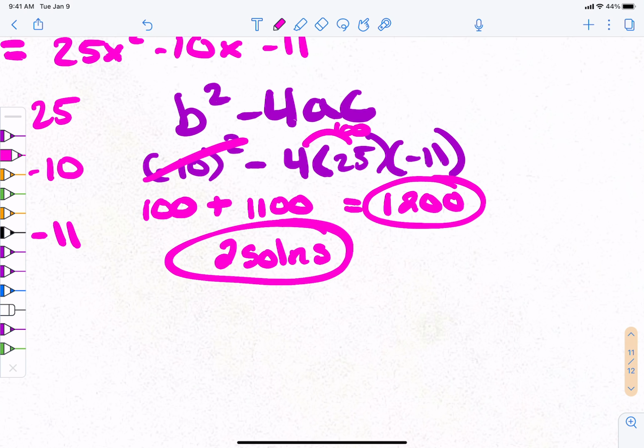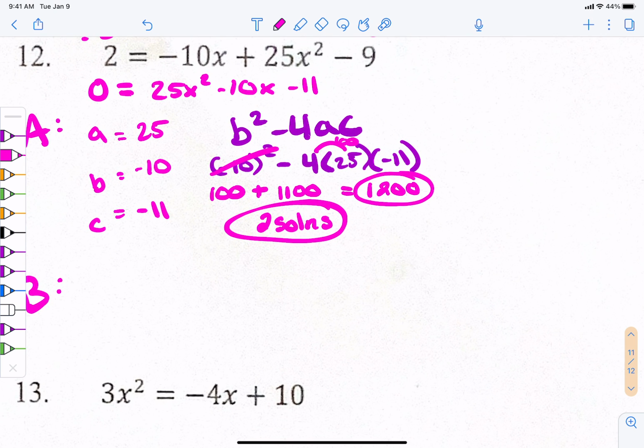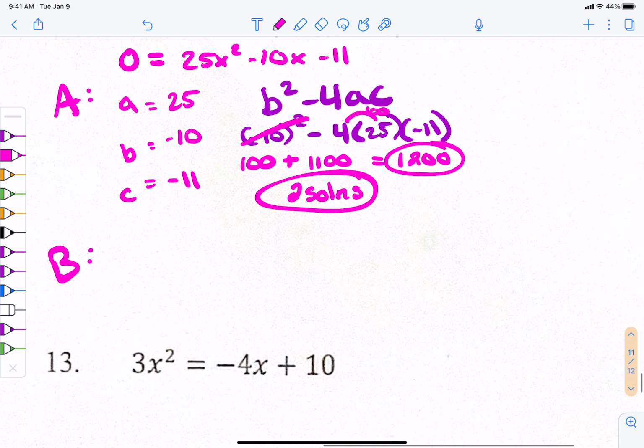How did I get what? Okay, then we can just use that and plug it back in. You got it. Okay, so to do part B, don't do more work than you need.